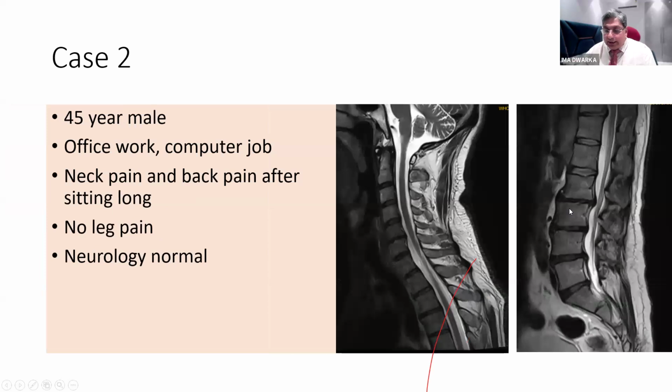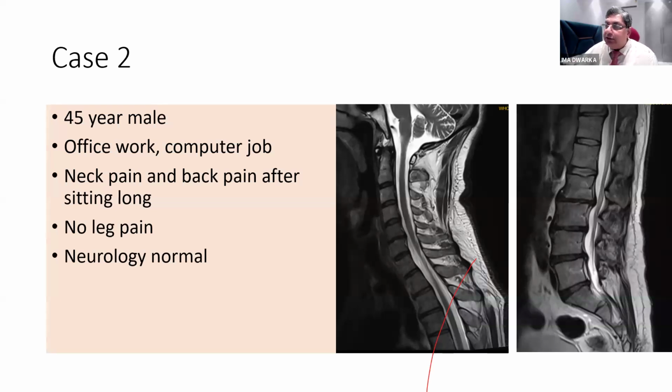So let's go on to our second scenario, where it is a 45-year-old male. He has just basic office work, a computer job, sedentary. The patient then develops neck pain and back pain after sitting for a very long period of time. Again, there is no leg pain in this patient, and neurology is basically normal. So, how do you basically proceed with this?